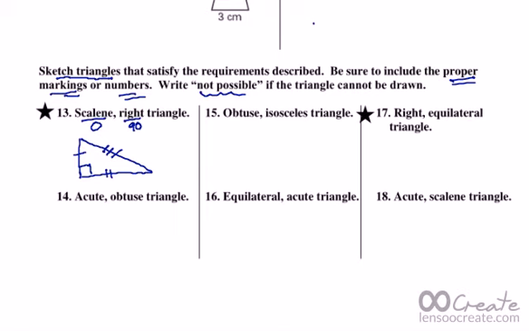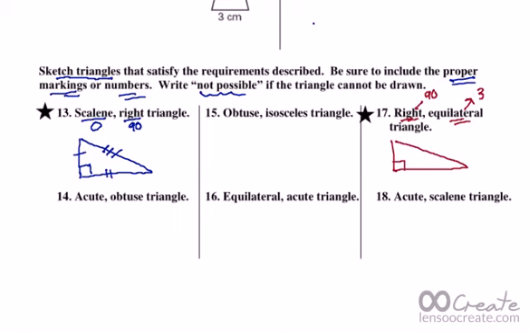Then question 17, we're going to do a right equilateral triangle. So again, a right triangle, thinking 90 degrees. Equilateral, we have 3 sides that are equal. First thing we think is to draw the 90 degrees. But then an equilateral triangle has 3 sides the same.